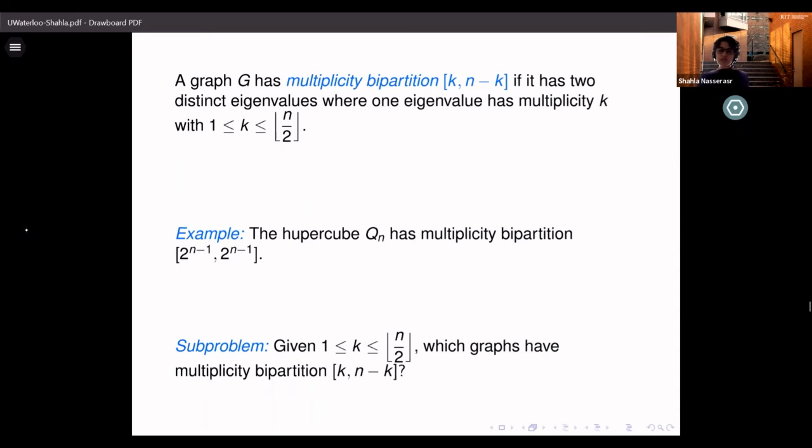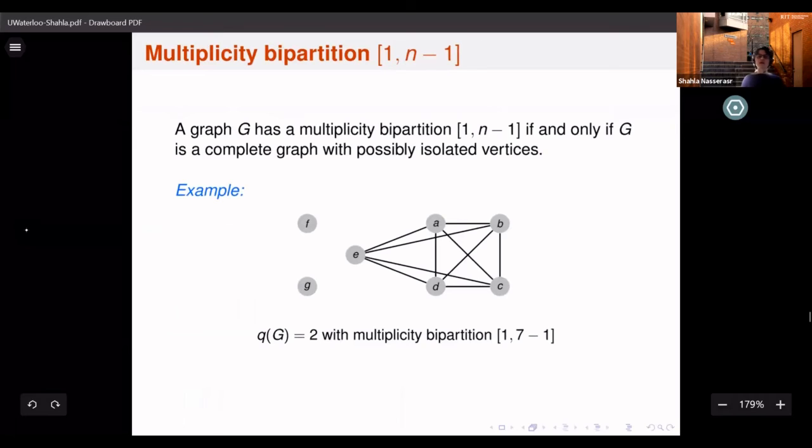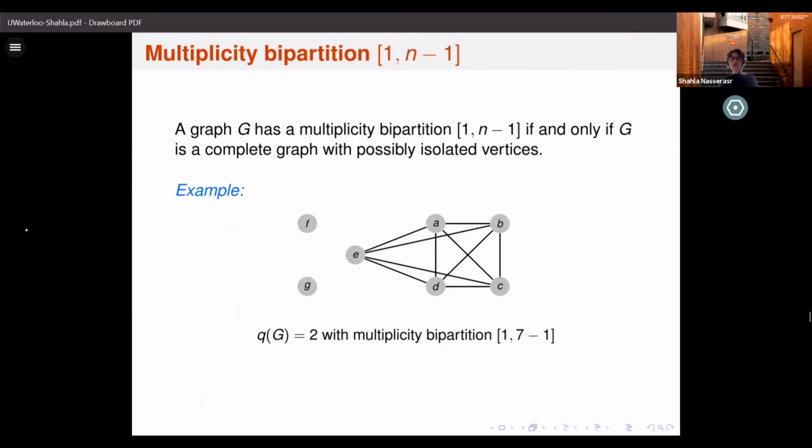So if we start with k equals 1, that's not a hard case at all, because we can see that multiplicity bipartition of 1 and m minus 1 is achieved by a graph if and only if it's a complete graph with possibly some isolated vertices, and it's not hard to see. So that's a characterization and not hard at all.